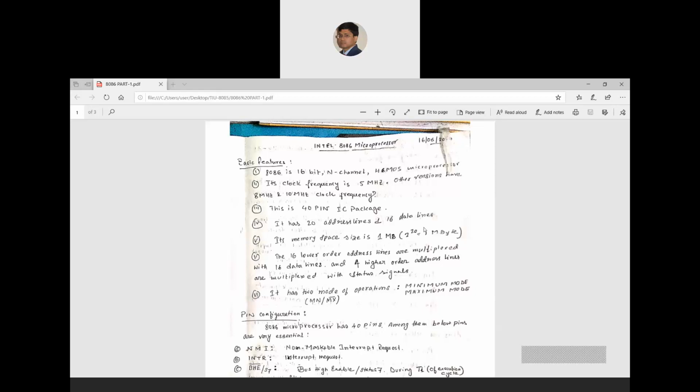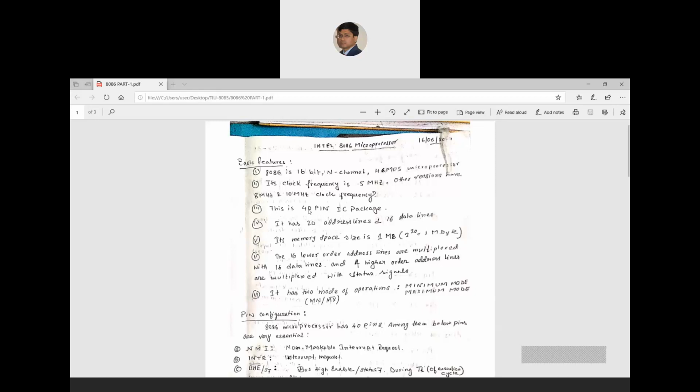Next, this is actually not an improvement. The next point is actually the configuration. In 8085 we have seen that there are 40 pins.